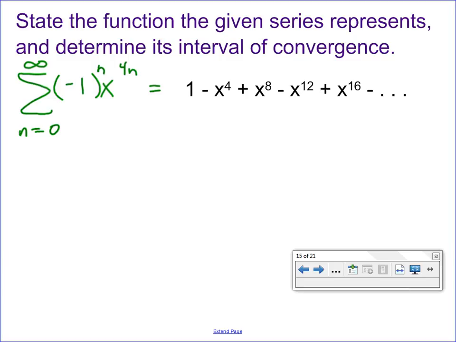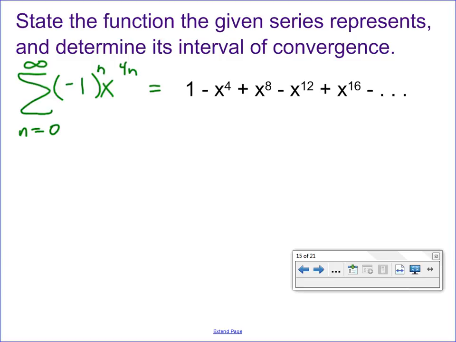All right, so let's do a quick check. 0 in for n, and I get 1. x to the 0 is 1, I get 1. Well, that's good. Let's plug in 1. -1 to the first is -1, x to the fourth. That's good. Let's plug in 2. -1 to the second is +1, x to the 4 times 2 is 8. Let's plug in 3. -1 cubed is -1, x to the 4 times 3 is 12. Hey, it works. Okay, so we've generated our series representation.